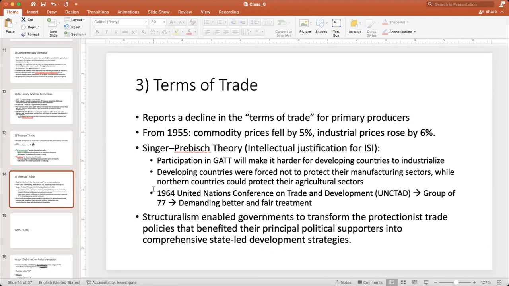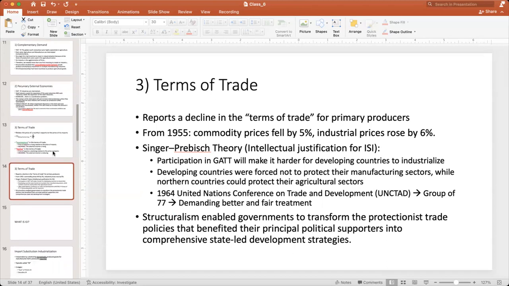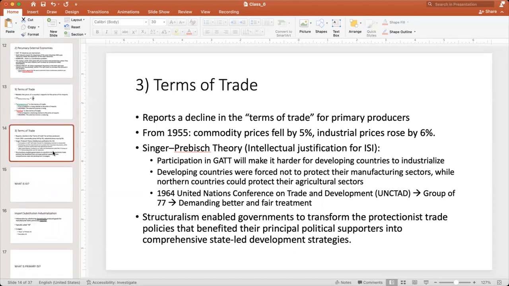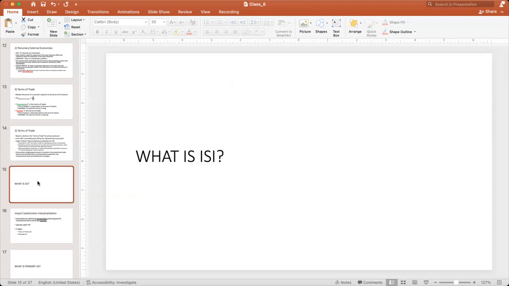And that's why structuralism tried to propose or give arguments to give the governments the possibility to transform the protectionist trade policies that benefit their principal political supporters into comprehensive state-led development strategies. However, as you can see, we have not defined yet what is an import substitution industrialization.